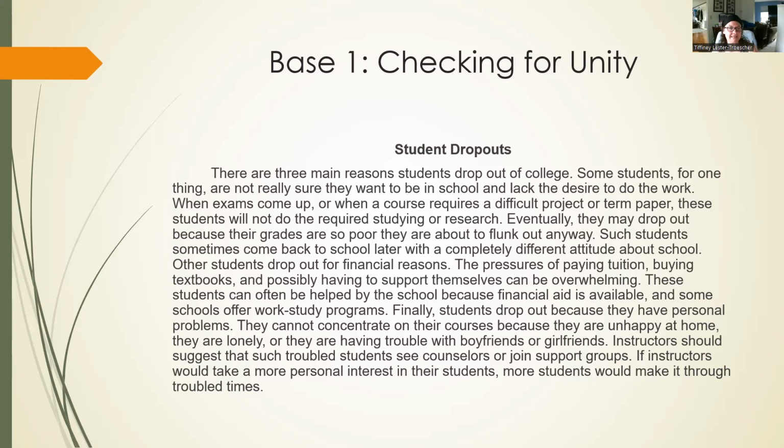All right, does this paragraph have unity? We had a decent topic sentence, so that part is good. But what about the rest of the paragraph? Were there any sentences in the paragraph that did not directly support the topic sentence? The 3 main reasons students drop out. Take a look.